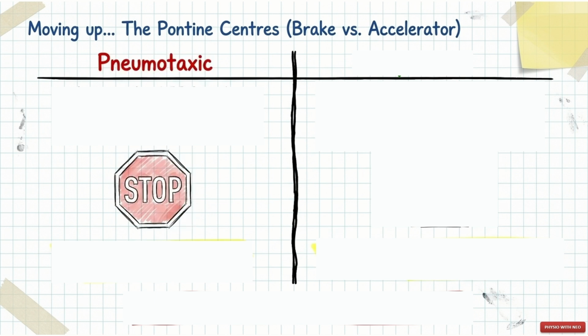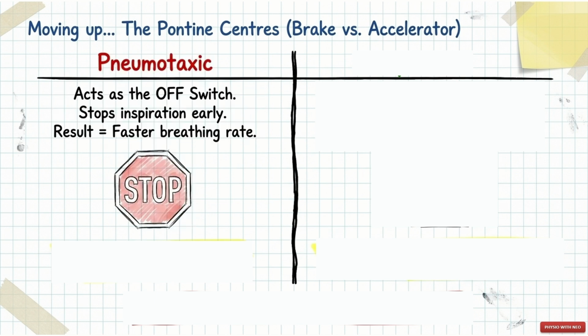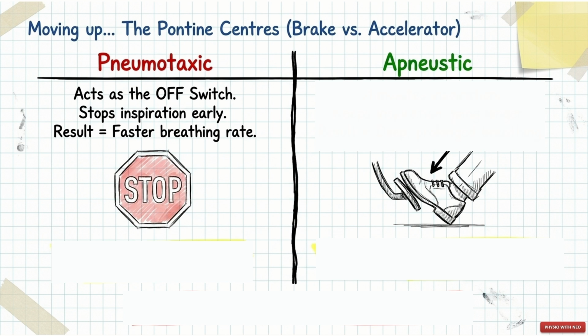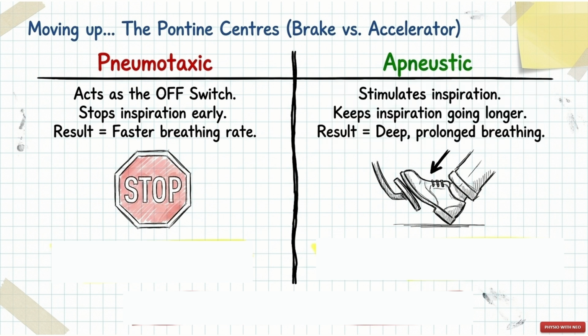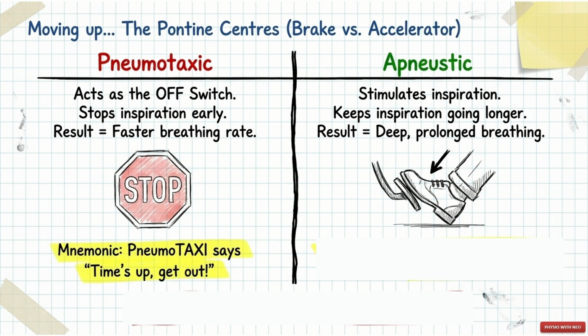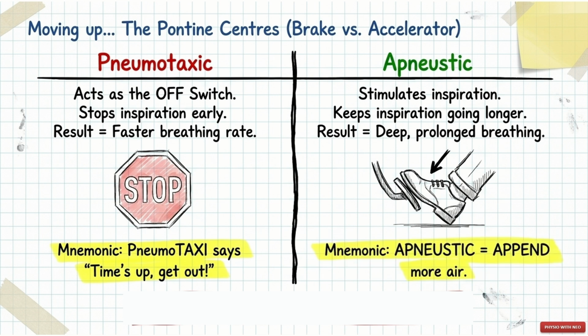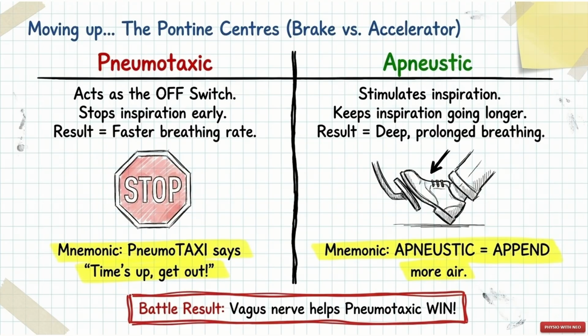The Pneumotaxic center acts like a brake. It acts like the off switch, stops inspiration early and results in a faster breathing rate. Whereas the Apneustic center, A for accelerator, stimulates inspiration, keeps inspiration going longer and results in deep prolonged breathing. You can remember this with the help of a mnemonic. Pneumotaxic says time's up, get out, whereas Apneustic center needs more air. In this battle, the vagus nerve helps the Pneumotaxic center to win.